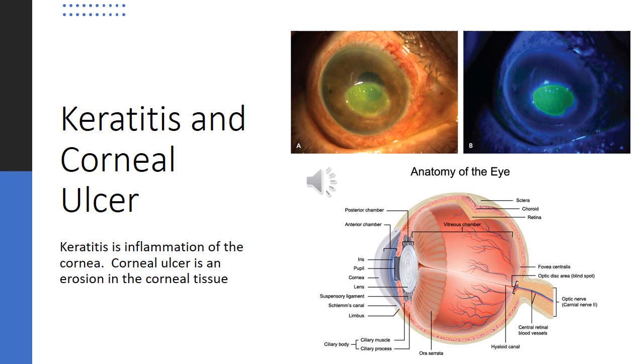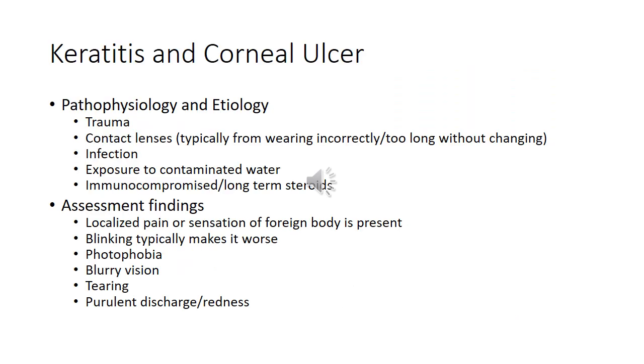Keratitis and corneal ulcers. Keratitis is an inflammation of the cornea. A corneal ulcer is an erosion of the corneal tissue. Keratitis and corneal ulcers are generally caused by trauma, contact lenses, which are typically worn incorrectly or too long without changing, infection and exposure to contaminated water, immune compromised periods, or long use of steroids.